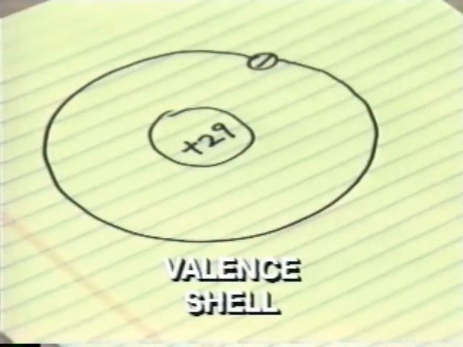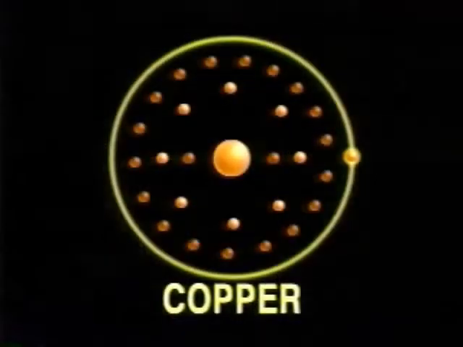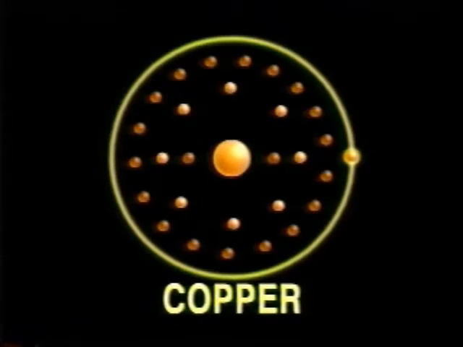Now let's see why the valence shell is so important in determining which elements are conductors, which are insulators, and which are semiconductors. Here's an important valence shell principle. The fewer electrons in the valence shell, the more loosely bound they will be. Remember, copper has just 1 electron in its valence shell. It takes very little energy to dislodge it.